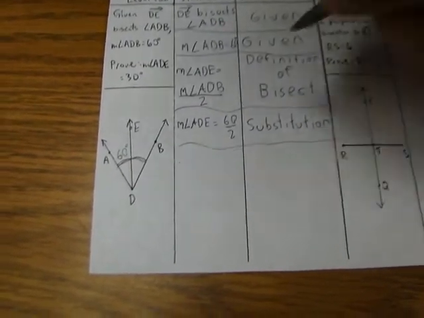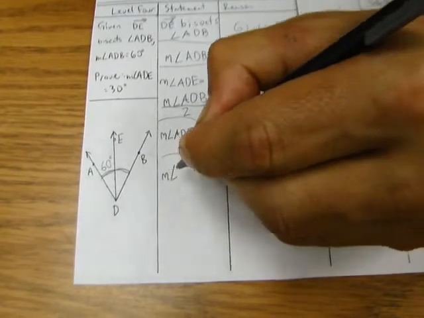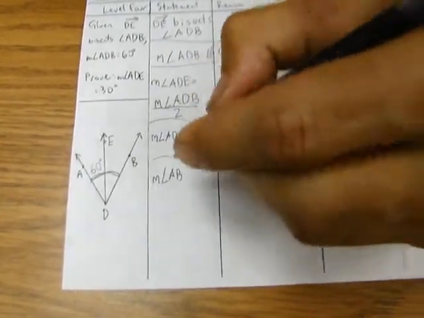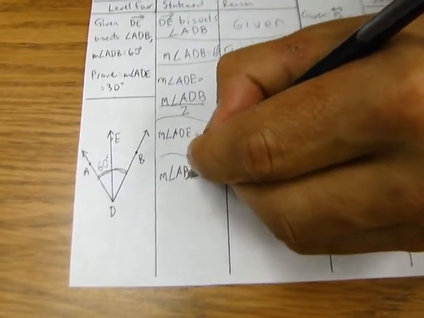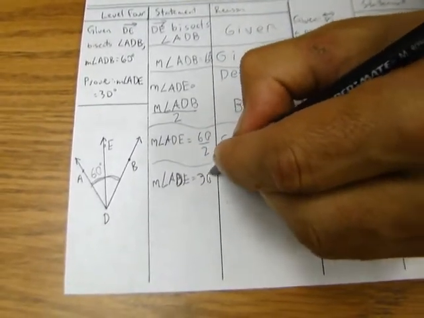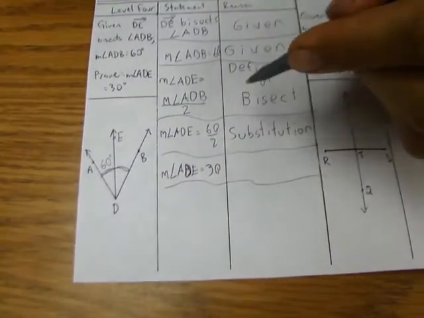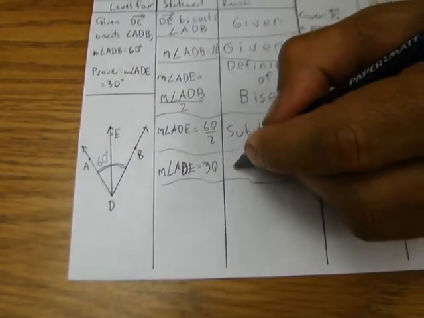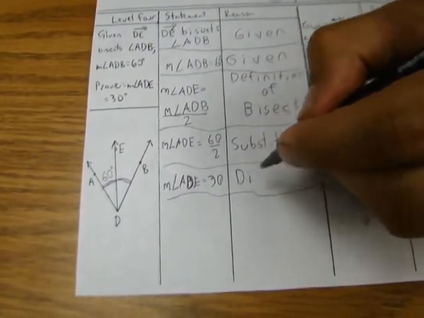Alright, last. I can solve for the measure of angle ADE by dividing. 60 divided by 2 is 30. So the measure of angle ADE equals 60 divided by 2, which is 30. What I did right there is I divided 60 by 2, so we call that division.